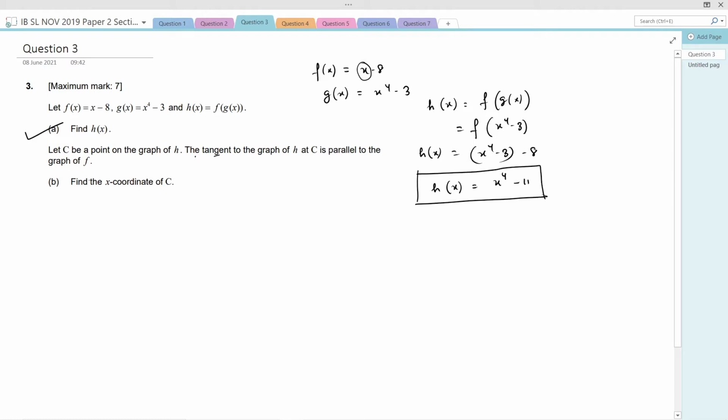Now the question is, let C be a point on the graph of h. The tangent to the graph of h at C is parallel to the graph of f. This is a very important question. So just see the fact, how we are going to do that. Let me give you just a simple graph. This type of graph may construct the h of x. Now we will draw the tangent. So this is the tangent of graph h at C. This is the point C.